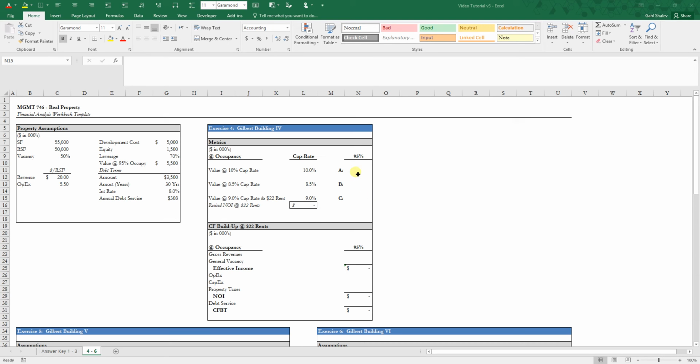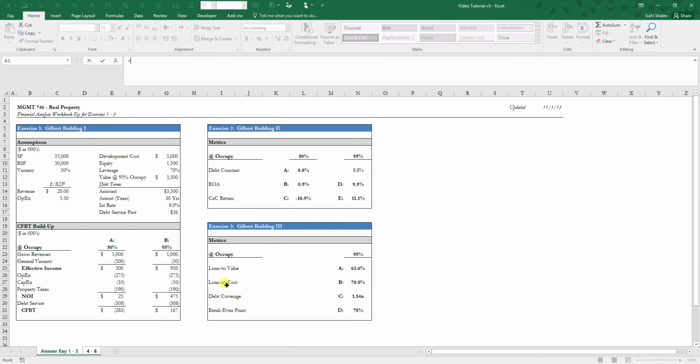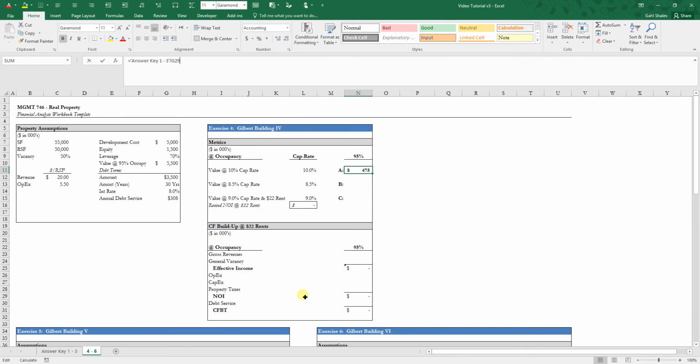Therefore, in Part 1 of the exercise, our value is $475,000 divided by 10%, which equals $4.75 million. And here's how we calculate it. In exercise number 1, we found our NOI, which is 475, and we simply divide it by our cap rate. We'll divide everything by 1,000 in this workbook just to simplify the appearance of the spreadsheet. So we'll just note up here that all numbers are in thousands. So it's actually 4,750, which equals $4.75 million.